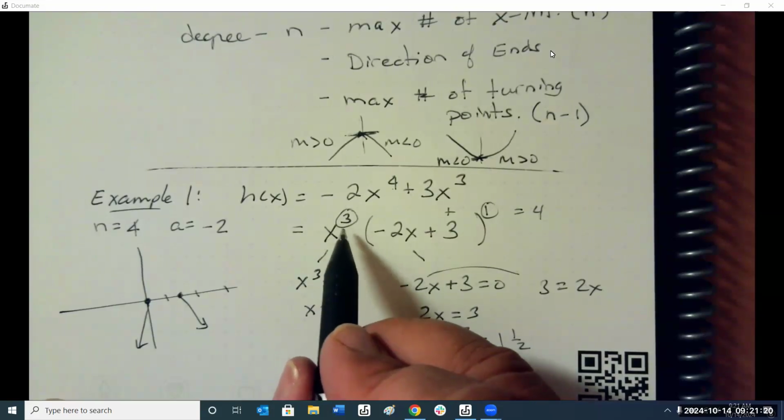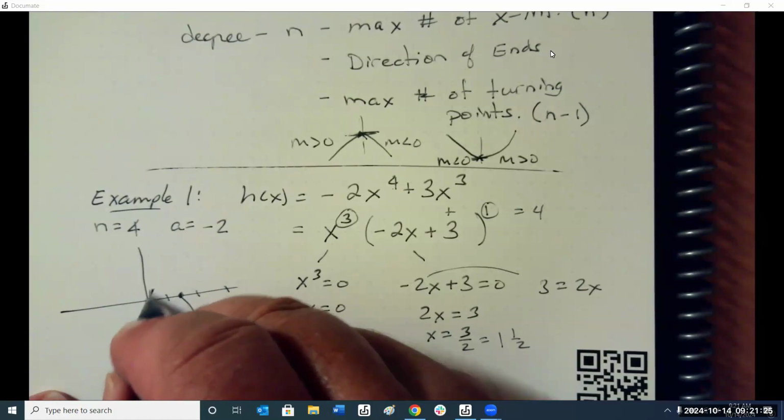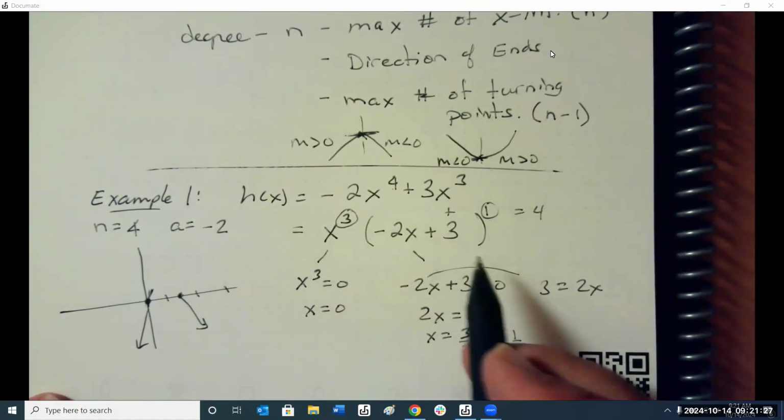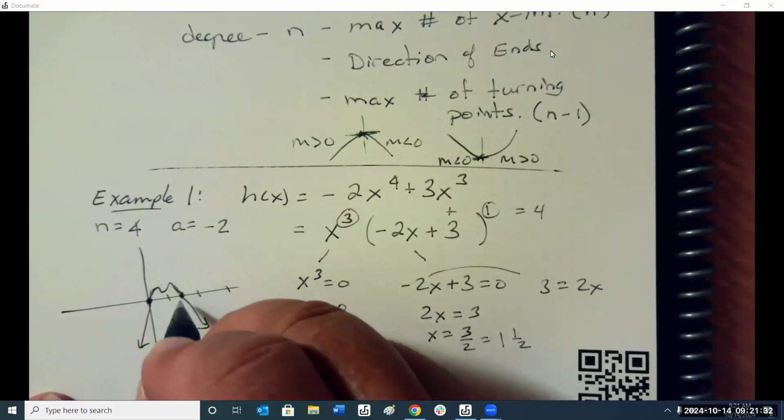It's odd, so it would cross. Yes, it would cross. So we know it's going to go up across the x-axis, and same with the other one. So it's going to cross. So it'll look something like this.